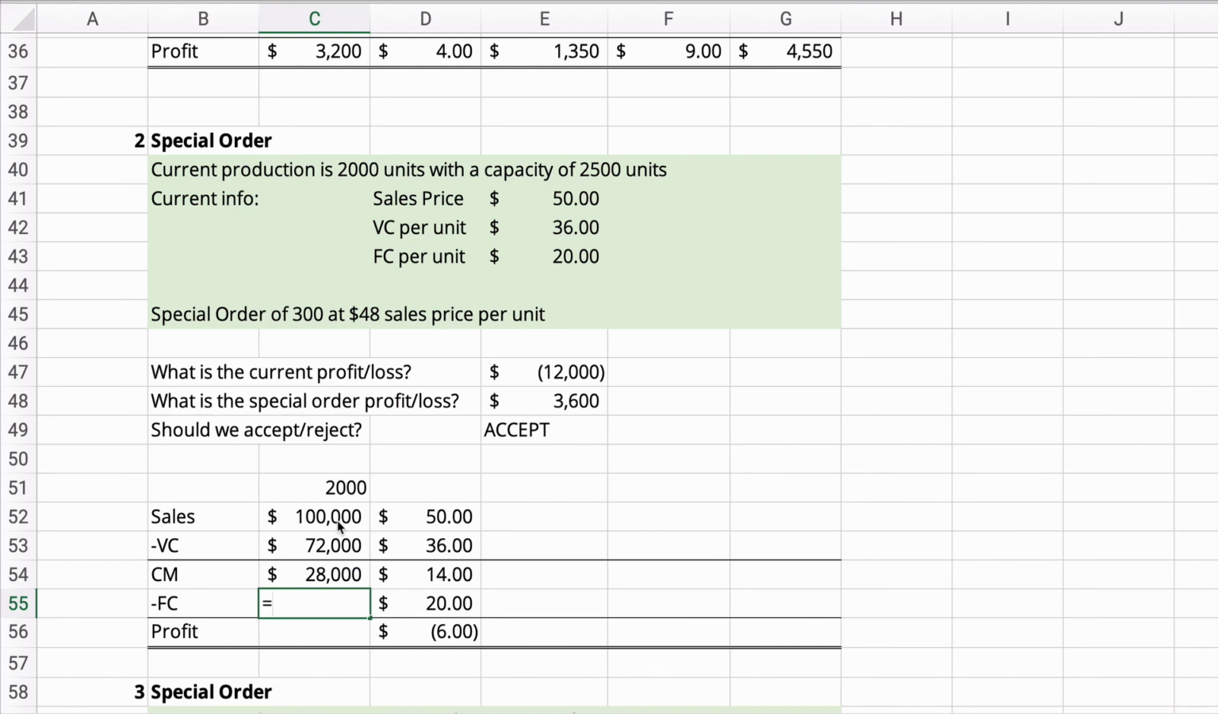What is our fixed cost? Fixed cost is 2,000 times $20. That's going to be 40,000. So we're going to lose the 28 minus the 40. That's 12,000. Okay, we knew that. So let's do the special order of 300.